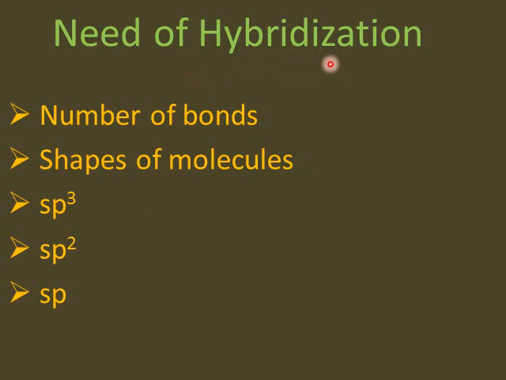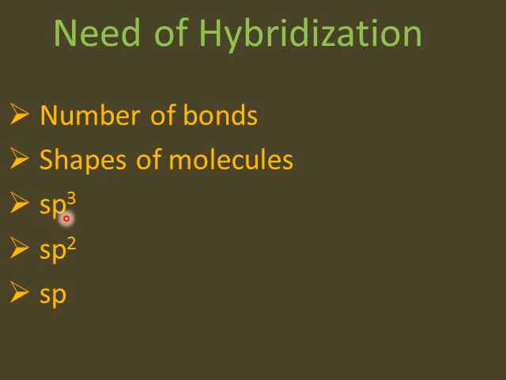Hybridization is very necessary. It tells us about the number of bonds present between atoms. Like here we are talking about carbon. So in carbon, a single bond is present, a double bond is present, or a triple bond is present. It can easily be understood by studying hybridization. Then it also tells us about the shapes of molecules, like whether it's triangular, tetrahedral or linear in shape. All can be easily understood by doing hybridization. It also tells us about the angle formed between the hybrid orbitals.